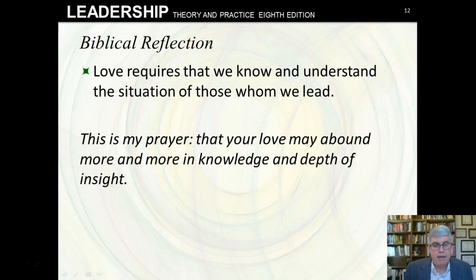In Philippians chapter 1, verse 9, it says, "This is my prayer, that your love may abound more and more in knowledge and depth of insight." And the basis of love, doing good to others, is knowing them and having insight into their situation. I can't treat everybody the same. I've got to look at the situation that people are in and see what their needs are. I need to know the situation, and I need to know what I can do to respond. I need a deep insight that can come through God's direction, but I need to understand the situation in order to best love people, in order to do what's best for them.